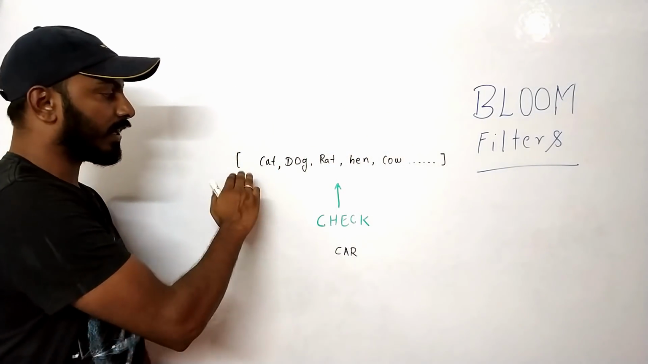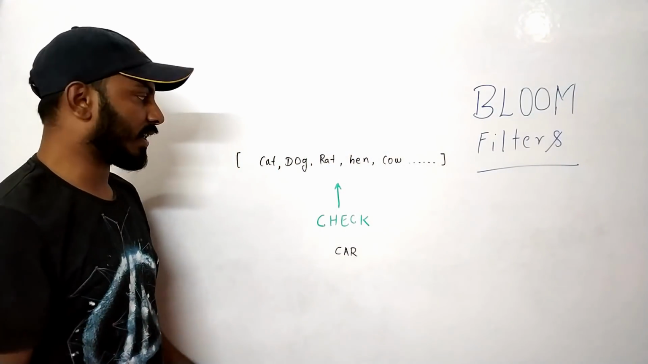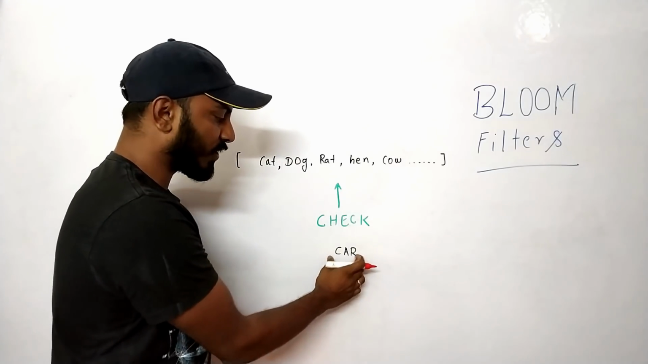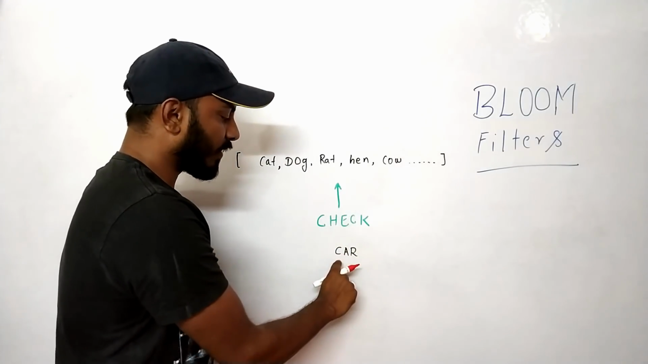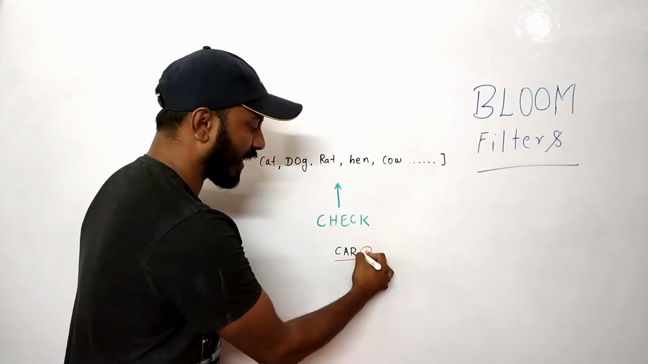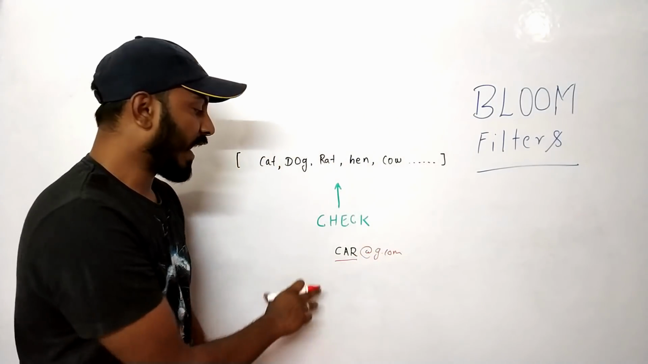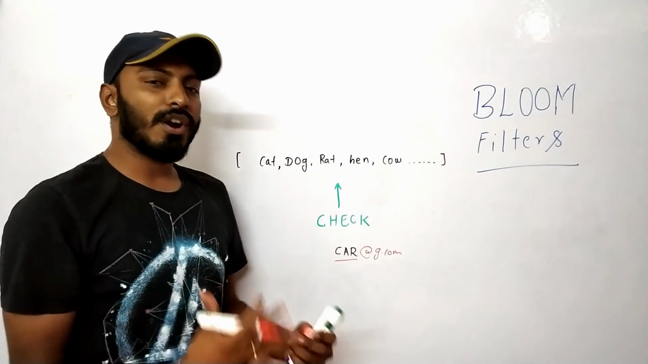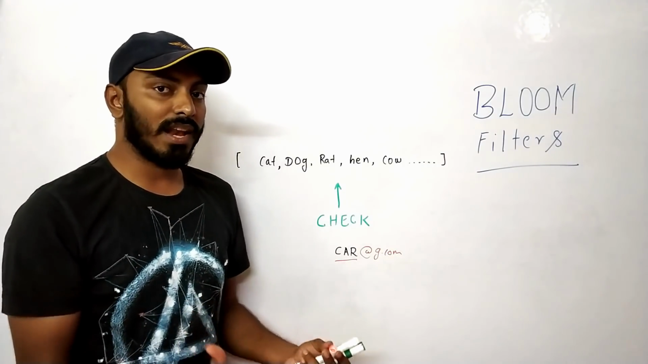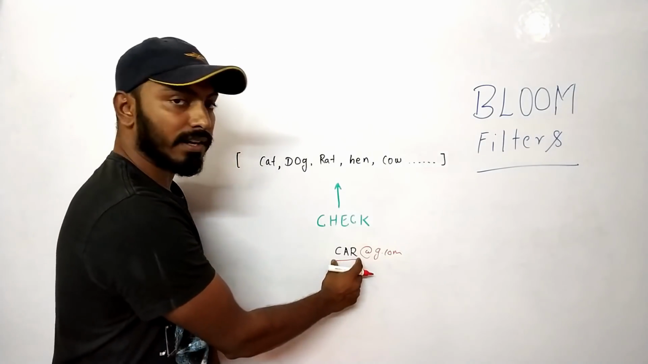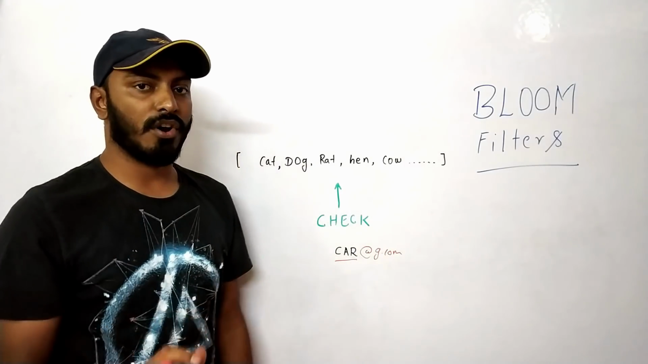Consider these are the list of usernames which are already taken. Now there is a user who is trying to guess or check whether this particular username, @gmail.com, is already taken or not. What is the data structure which will help you to check whether this particular username is already taken or not?